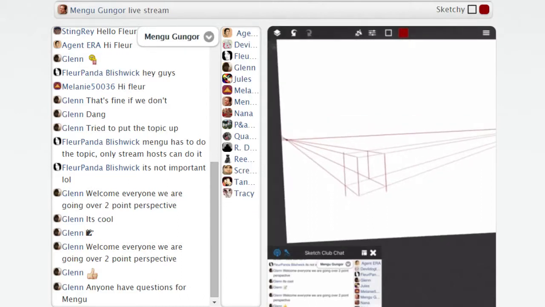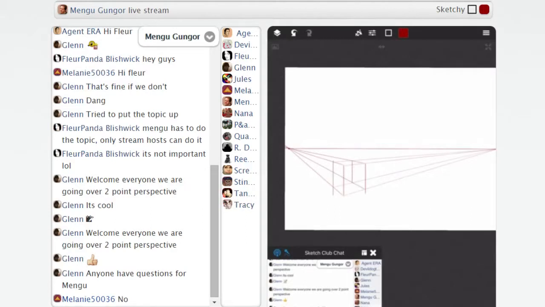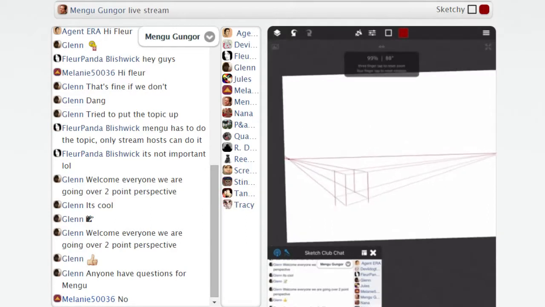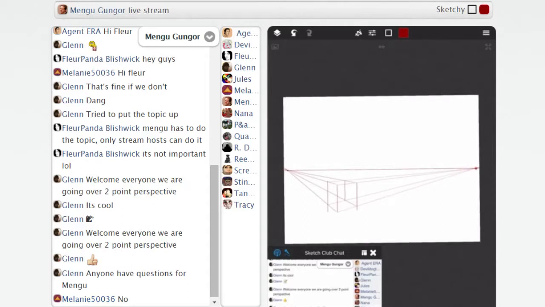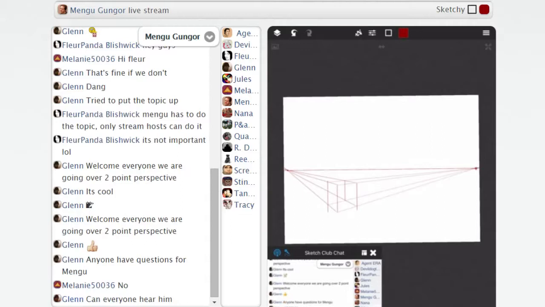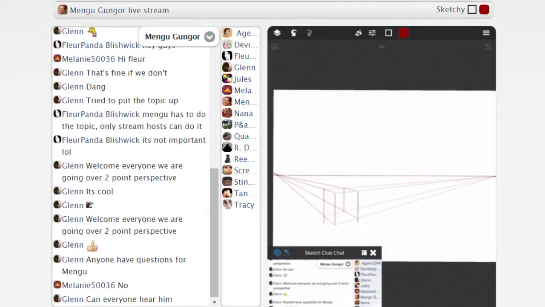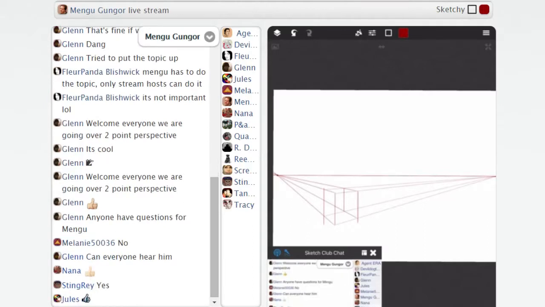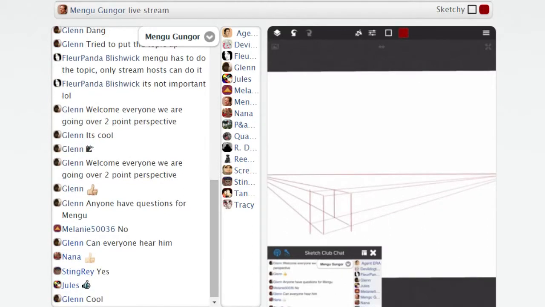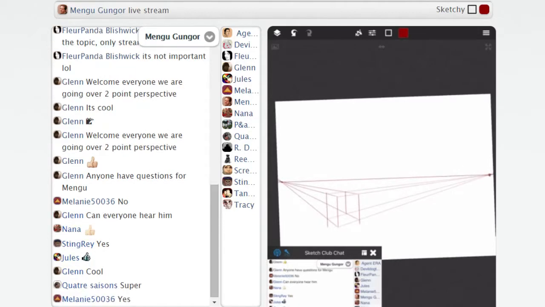Okay, sounds like no questions. I will go on ahead then. I'm going to draw one more. This time, let's draw it closer to the center, and I'm going to draw a slightly different shaped box. Yeah, can you guys hear me? Okay, cool.